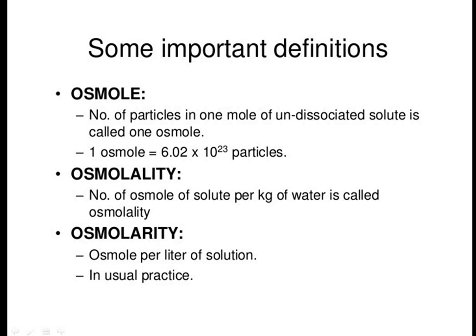Let's take up some important terms, some important definitions which are used in relation to osmosis. These are basically concentration terms. Osmole is defined as the number of particles in 1 mole of undissociated solute. This is your FSc knowledge. You know that 1 osmole has 6.02 x 10^23 particles, that is Avogadro number of particles.